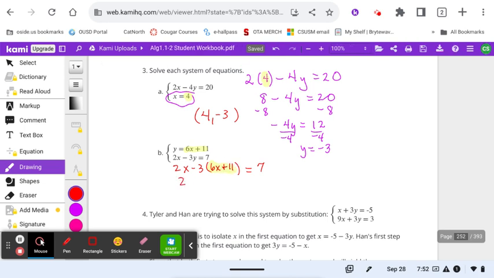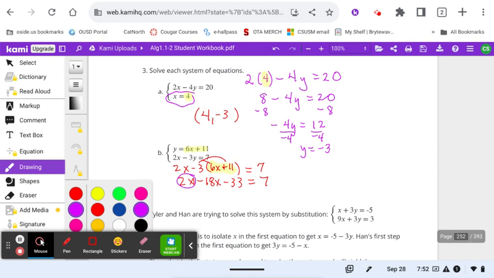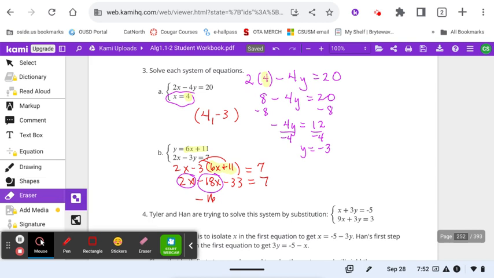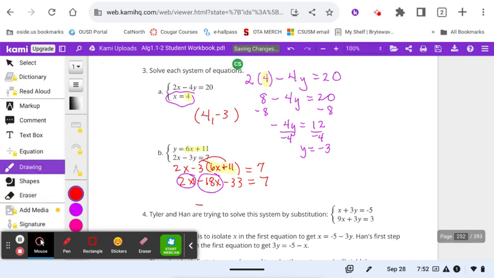We're going to leave this 2x alone in front. We're going to distribute this -3. Distribute this -3 again. We're going to combine like terms. 2x's minus 18x's. We're going to add 33 to both sides.